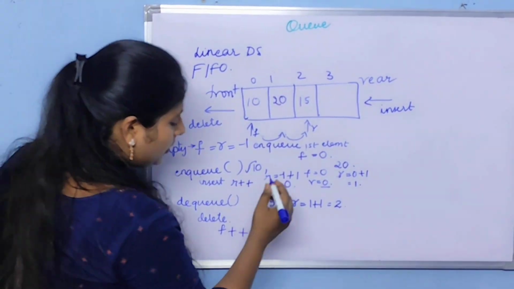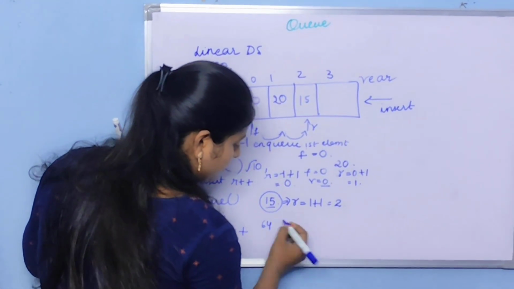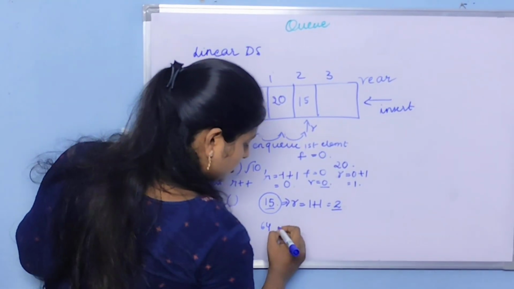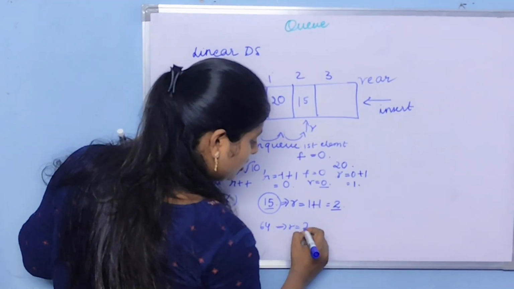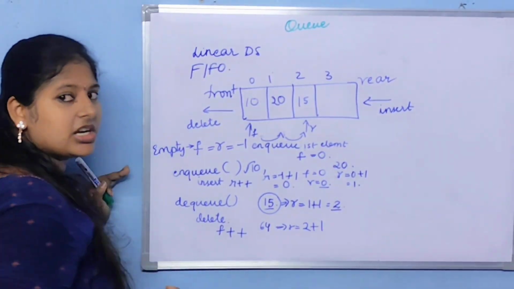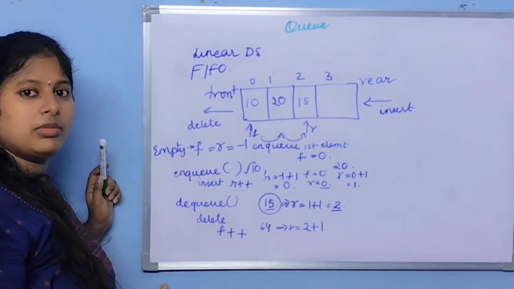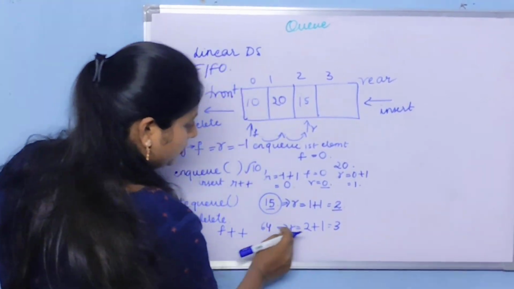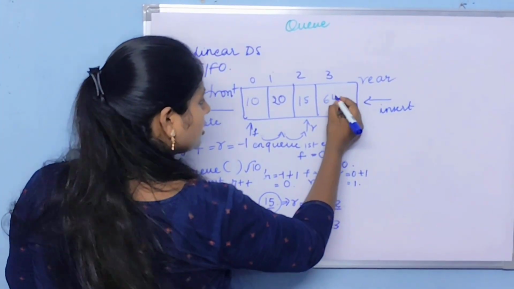Again, now I try to add 64. Okay, what is the rear right now? 2. So rear equals 2 plus 1. Each time I try to enqueue, I will increment my rear by 1. Rear equals 3. Now 64 is added at the third position.